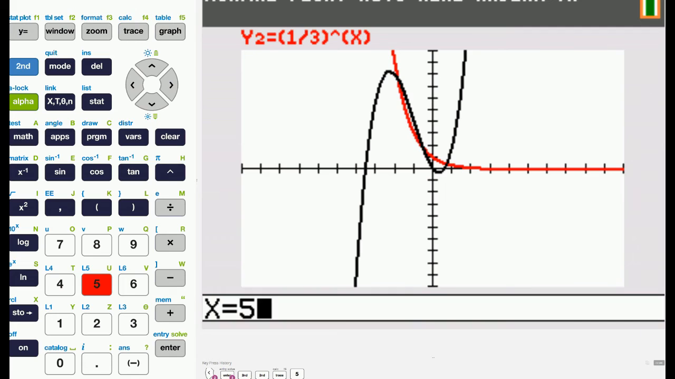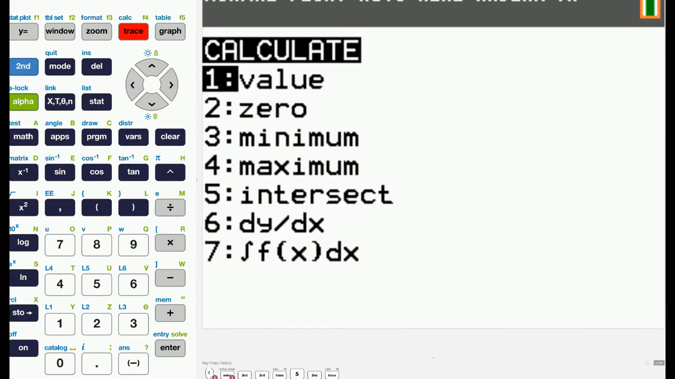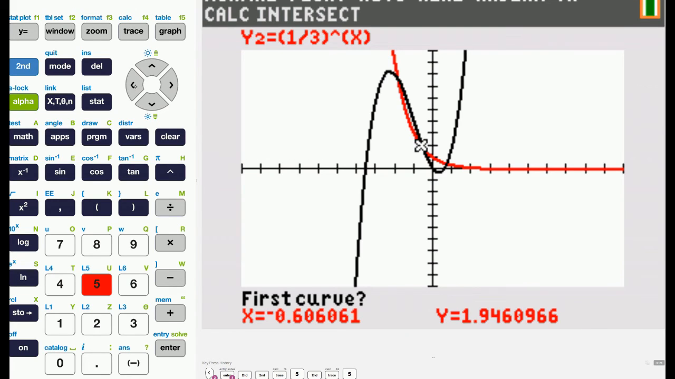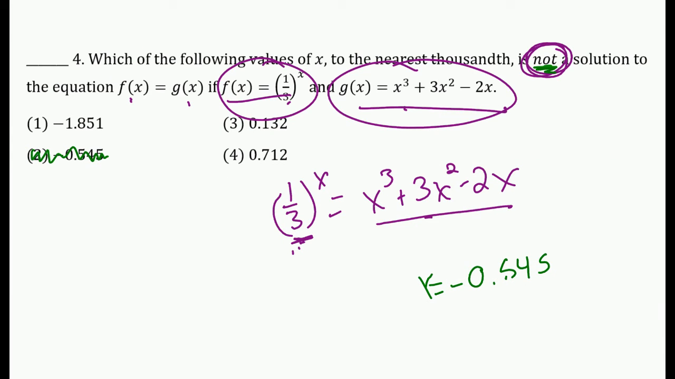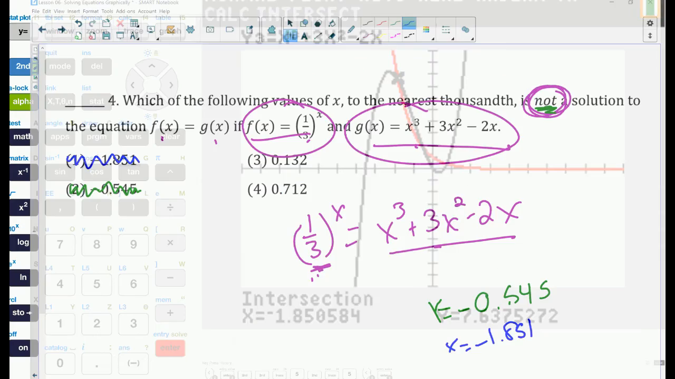Second trace intersect. Move Mr. Blinky close to the next intersection point. Hit enter 3 times. Negative 1.851. So choice 1 gets thrown out because they intersect there.